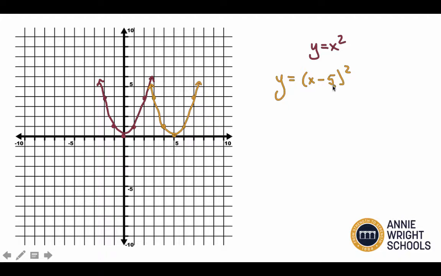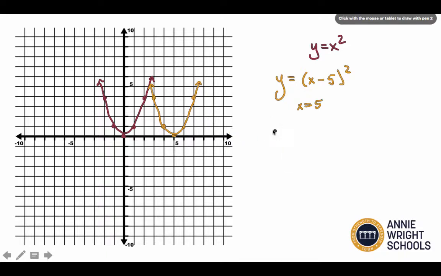Plug in 7. What's 7 minus 5? 2. What's 2 squared? 4. Plug in 6. 6 minus 5 is 1. 1 squared is 1. Plug in 3. 3 minus 5 is negative 2. Negative 2 squared is 4. So notice it's this 5, when x equals 5, that's acting like a 0 inside the parentheses. That's why we've moved out here.